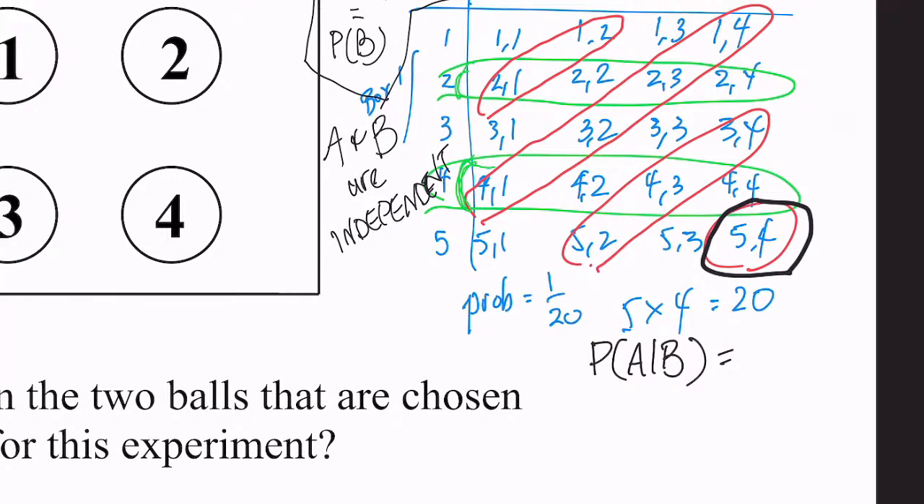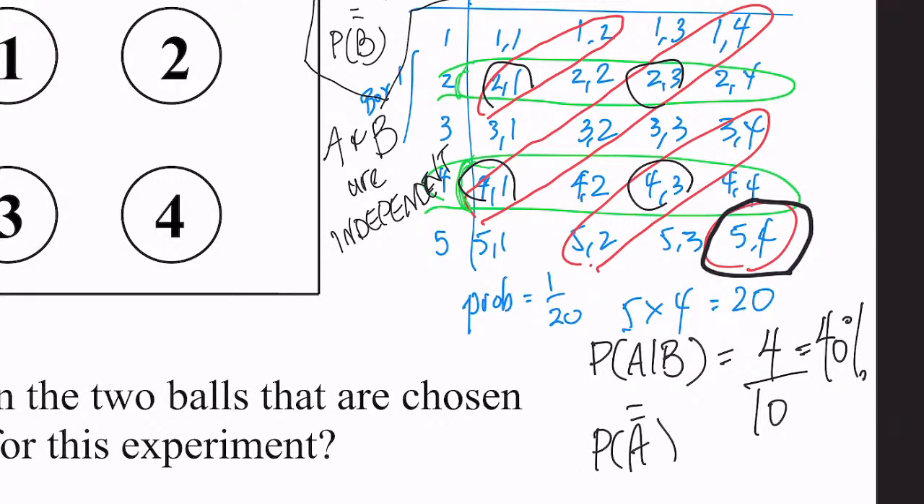So conditioned on the 10 possible outcomes, what's the chance of being an A? So where does it overlap A? It overlaps A here, here, here, and here. So that's 1, 2, 3, 4. So 4 out of 10. What's 4 out of 10? That's 40%. Isn't that the same as the probability of A? Yes. Since they're the same, A and B are independent. Okay? So that's all you have to show.